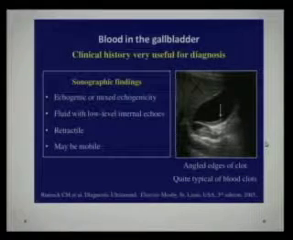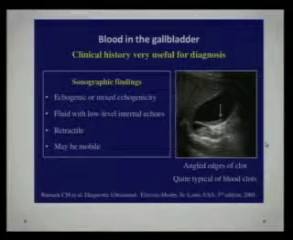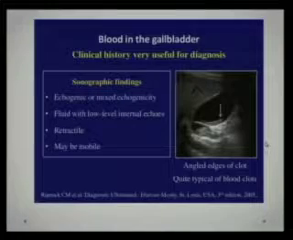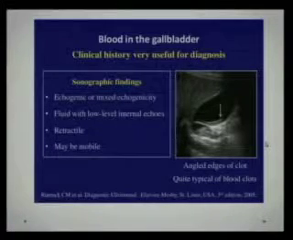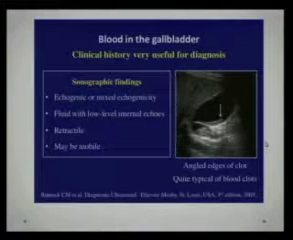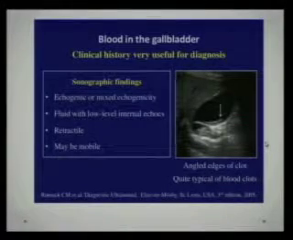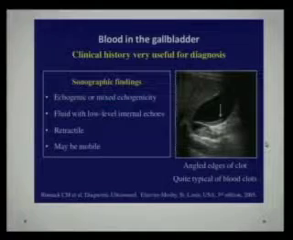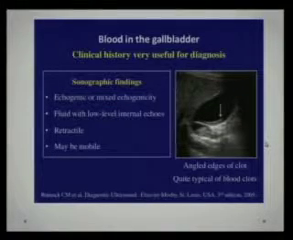It's retractile. What does that mean? That means if you image the patient after 6 or 8 weeks, the clot will shrink. It will undergo clot retraction, as does a hemorrhagic cyst. And it may be mobile. So gallbladder hematoma or hemorrhage in the gallbladder is not an instant diagnosis. It is a diagnosis after you've excluded a bunch of other diagnoses.